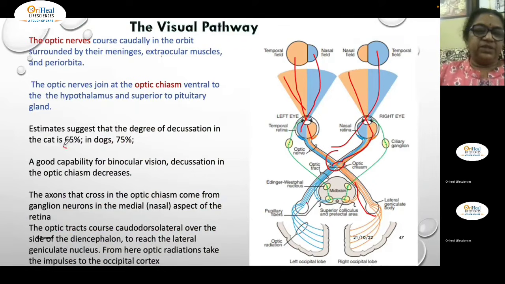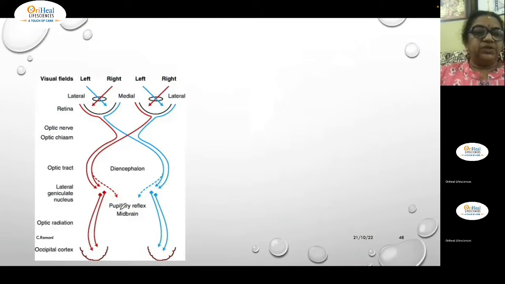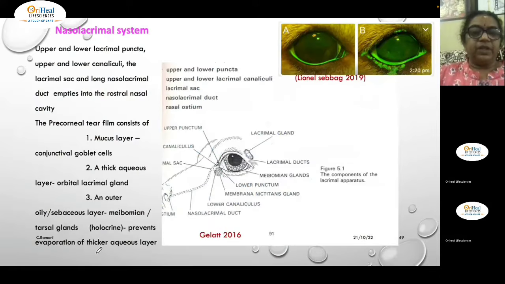It is less in cats, it is 65%, and in dogs it is 75%. And also the decussation at the optic chiasm is less whenever there is more binocular vision. That is also another important thing you should know. In human beings, it is only 50%. Again, another picture which tells you about the visual field, the optic chiasm, and this is the optic tract, and it enters into the lateral geniculate body, and from there the optic radiations, and then into the occipital cortex.